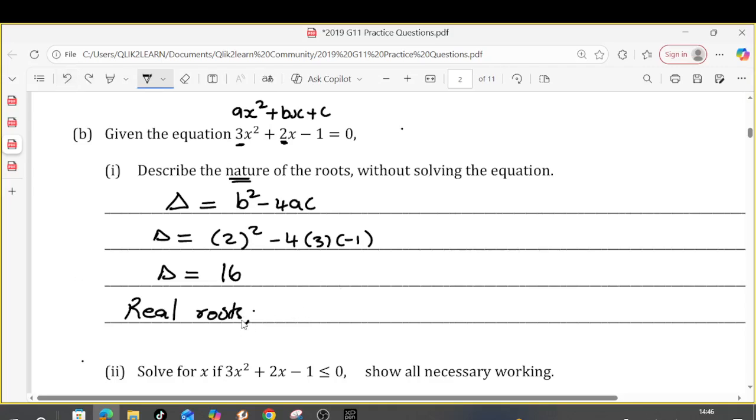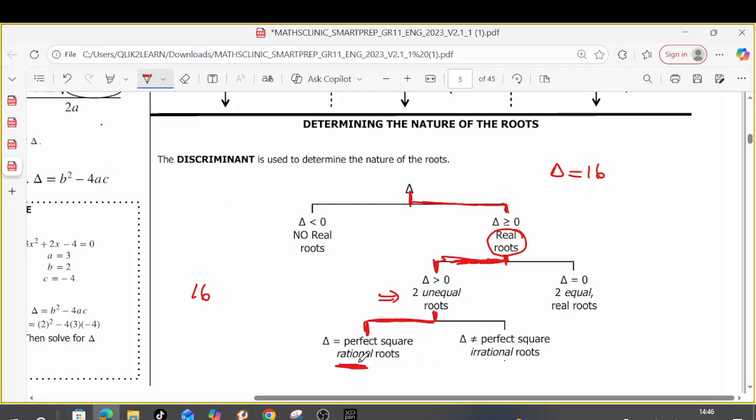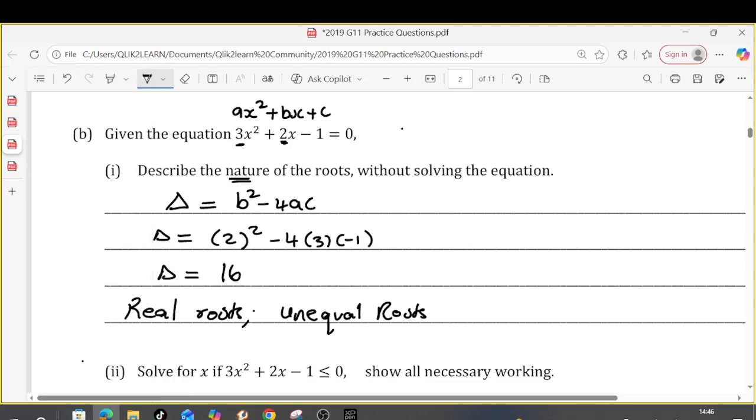This is easy. You just have to know the map. Unequal roots. And what was the last one? The last one will be rational roots. I hope this makes sense. I think today you learned something there. Rational roots. And that's how you answer the question. Then you are done. You collected all the marks.